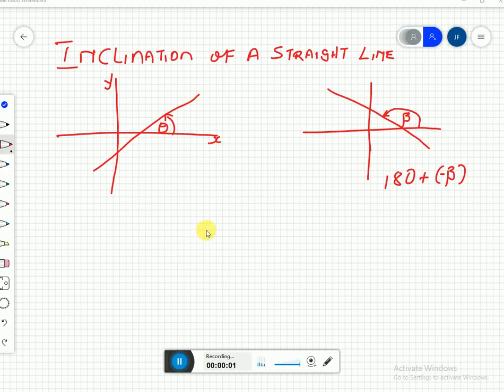All right, grade 11. Let's continue with analytical geometry. We are on the inclination of a straight line.